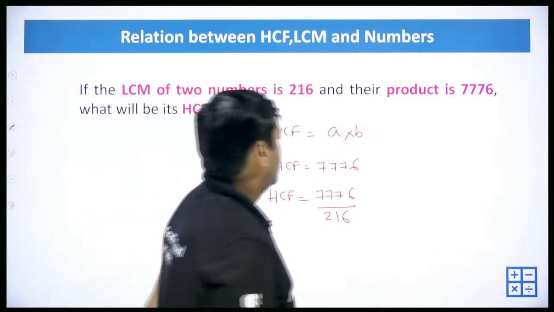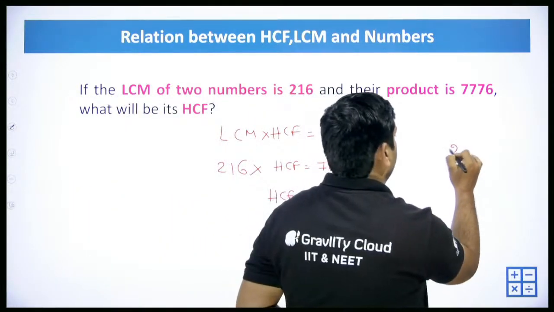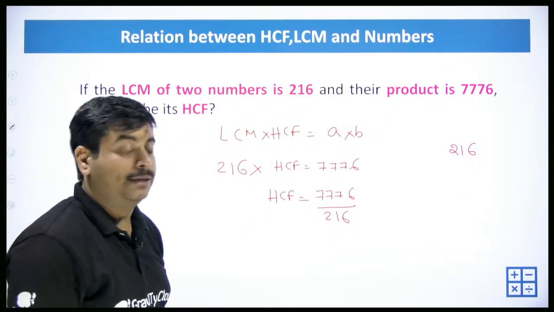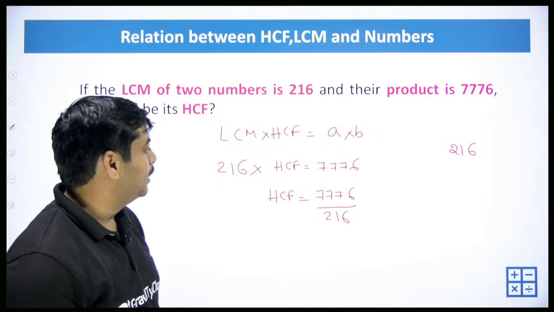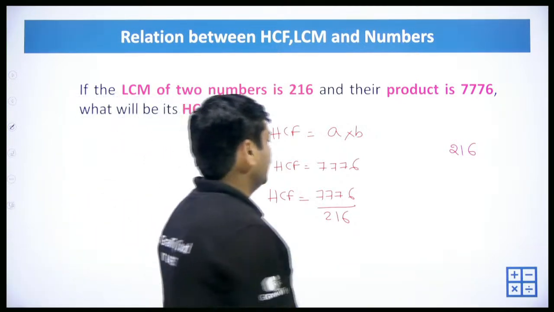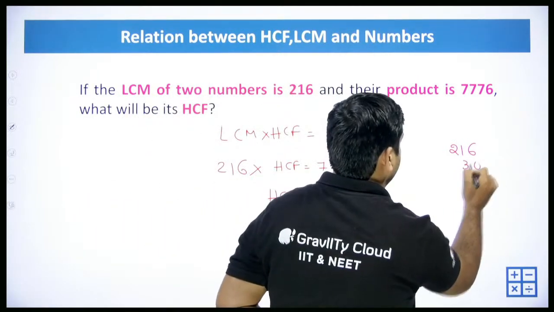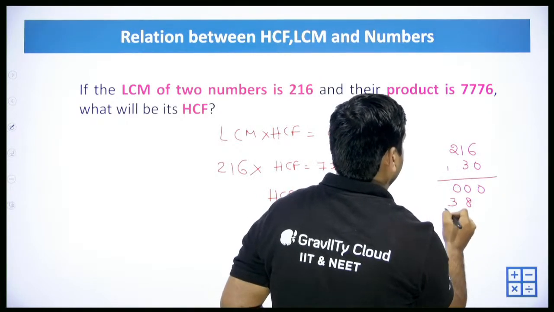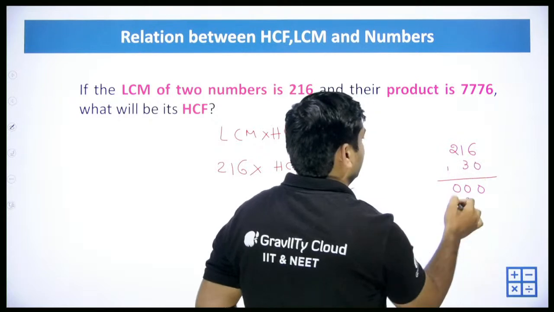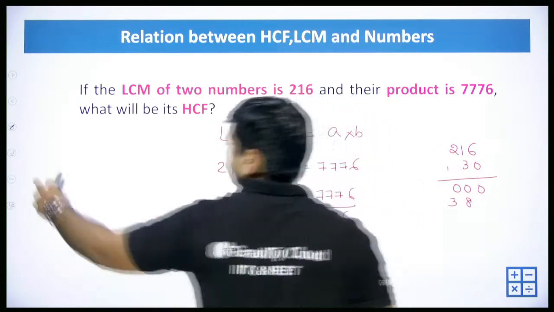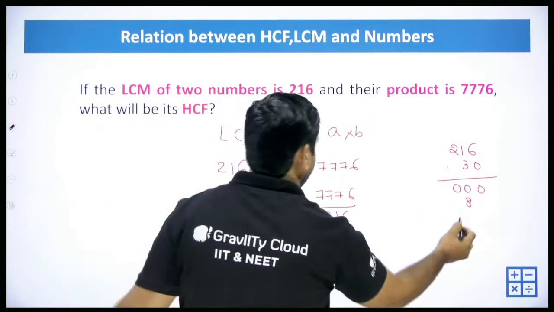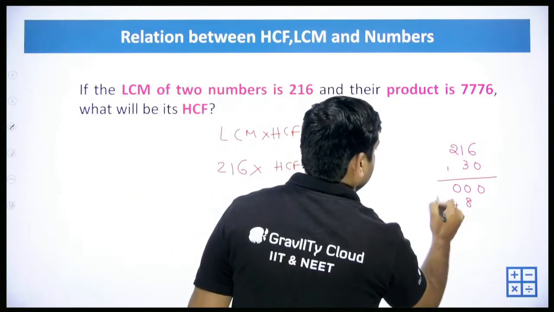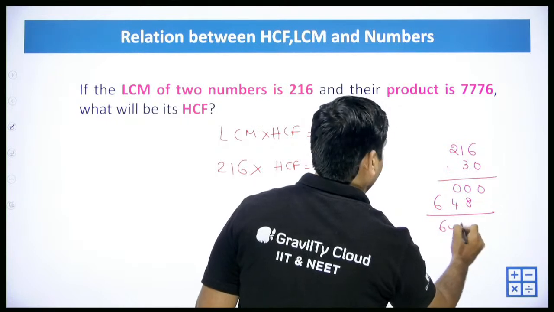So now tell me how to cancel; maybe 216 tens, 20s, 30. It will be near 30. Okay, let me try for 30. What is 30? 0, 0, 0, 6 is 18, 3 1s are 3, 3 2s are 6. So that becomes 6480, but still we are far ahead.